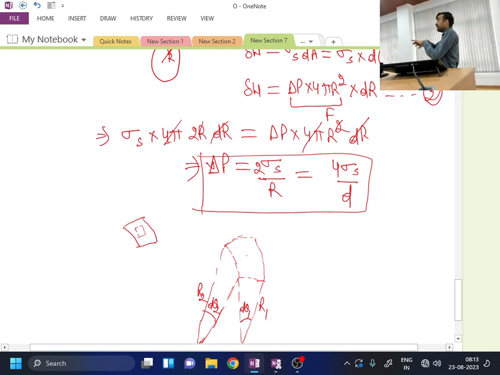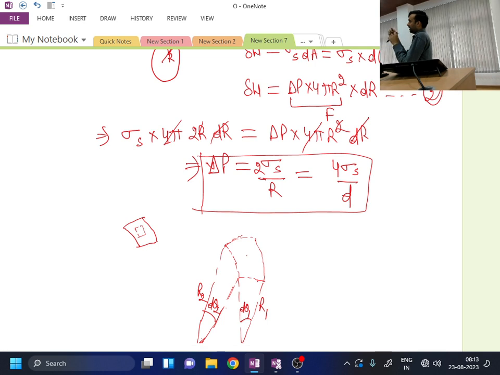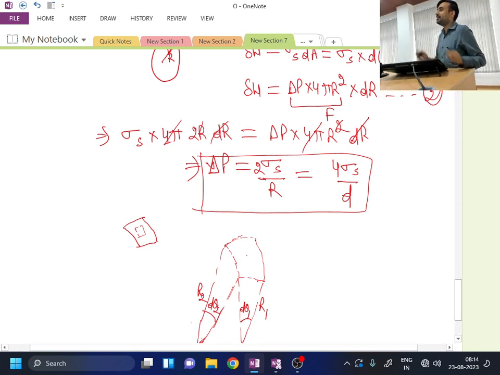If I have a sphere, and at the surface of the sphere I take any small element of area, then in both perpendicular planes it will have the same radius of curvature. But for any arbitrary shape of curve, in two perpendicular planes I will have different values of radius of curvature. Say one radius of curvature is r2 and another is r1, and the angles are d theta 1 and d theta 2.